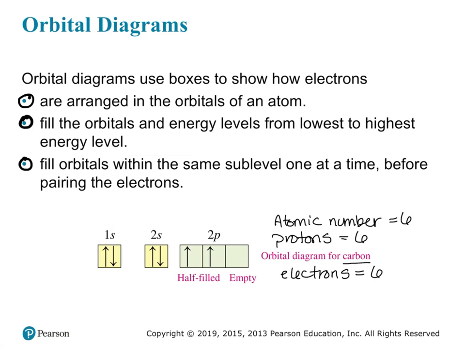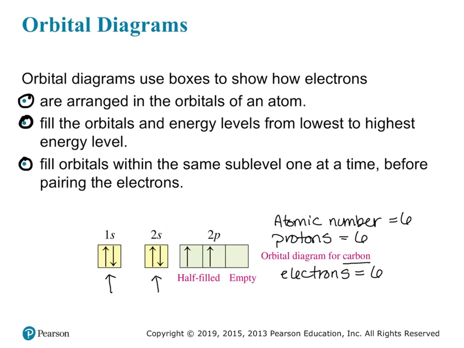So we can see we've put 2 electrons into a 1s orbital, 2 electrons into a 2s orbital. And also notice that pairs of electrons have opposite spin. So remember, they have to have opposite spin. So we have an up arrow and a down arrow, which are representing a spin up electron and a spin down electron.